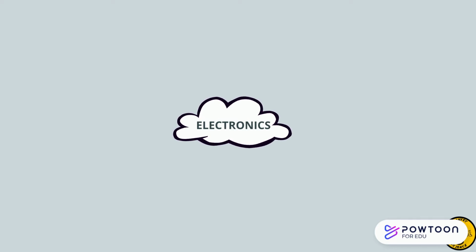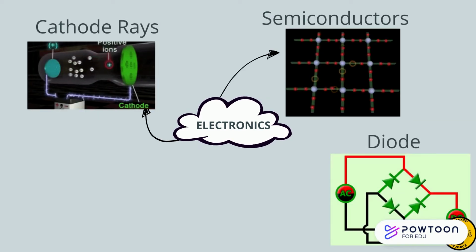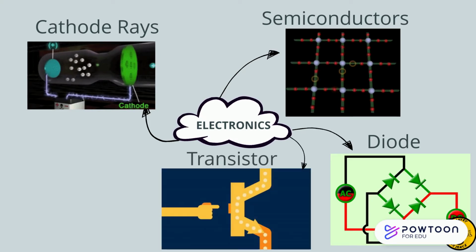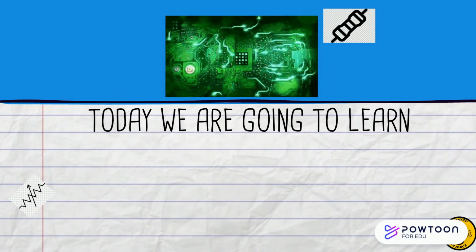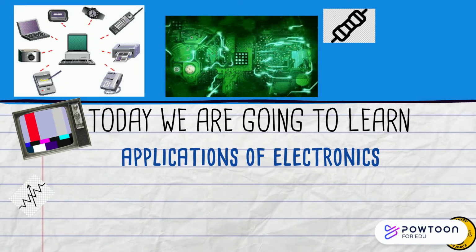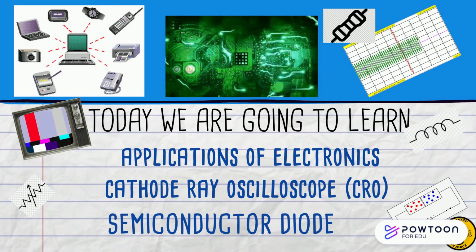There are 5 main sections in this chapter. First are cathode rays, second semiconductors, third diode, fourth transistor, and the last is logic gates. Today we are going to learn application of electronics, cathode ray oscilloscope, and semiconductor diode.